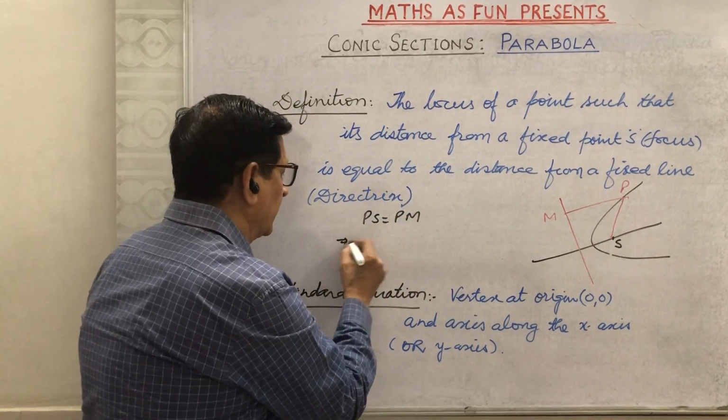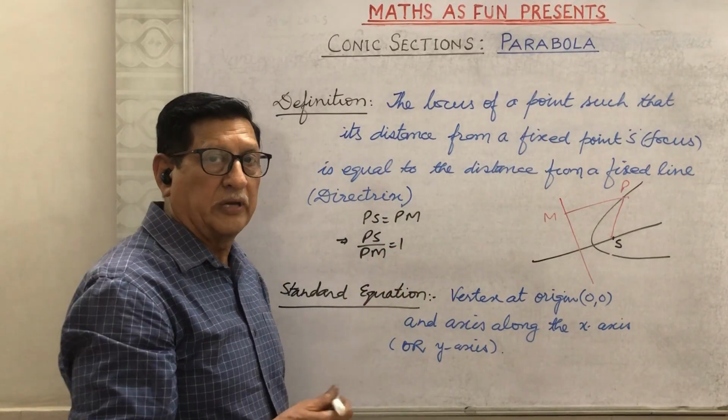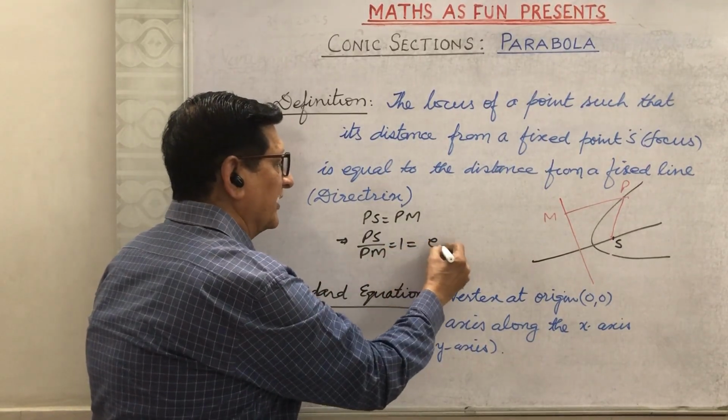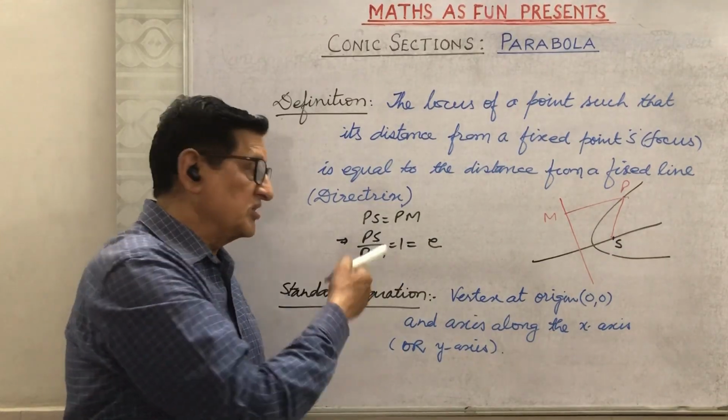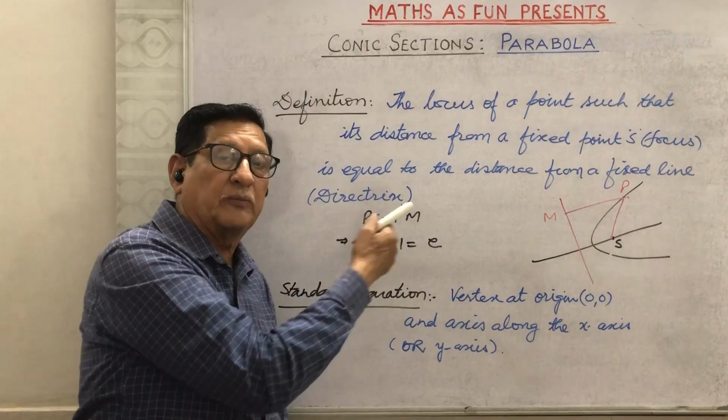This implies that PS upon PM is equal to 1. And this ratio is known as the eccentricity e. So we say e is 1 for a parabola. It means the eccentricity for a parabola is 1.